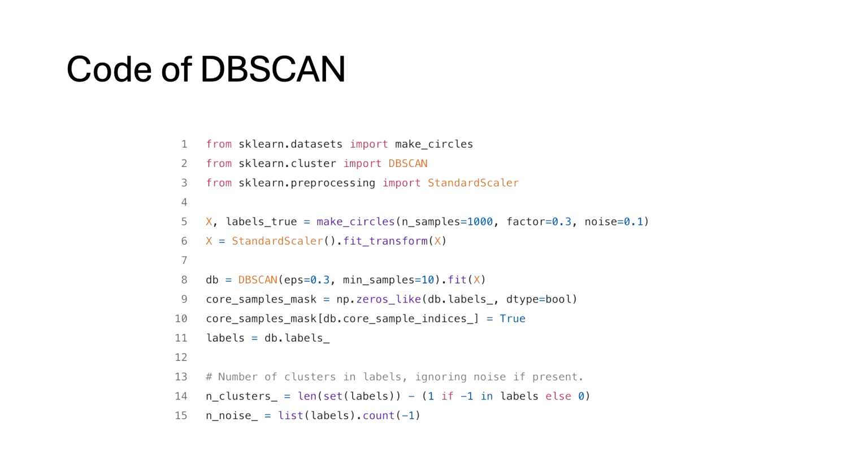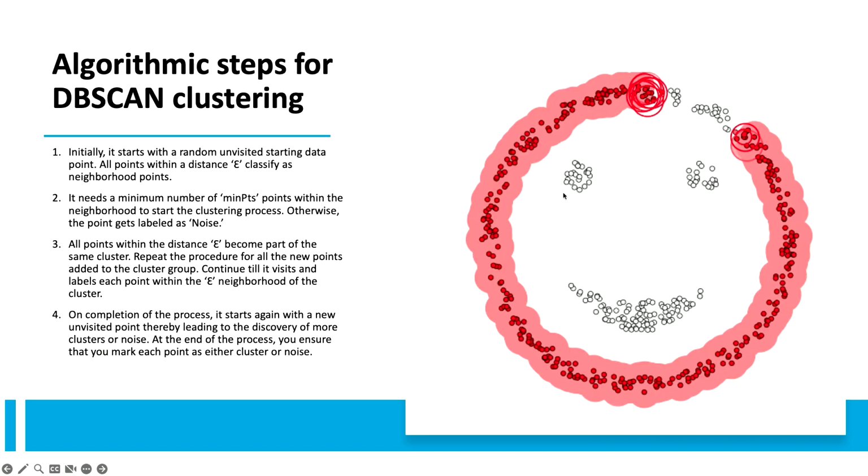Here is the code implementation of the DBSCAN algorithm from scikit-learn. As you can see, from the scikit-learn datasets we import make_circles. Then the minimum samples is 10 and the epsilon distance is 0.3, and using the fit method the training process starts, and this is what you see here, for example.